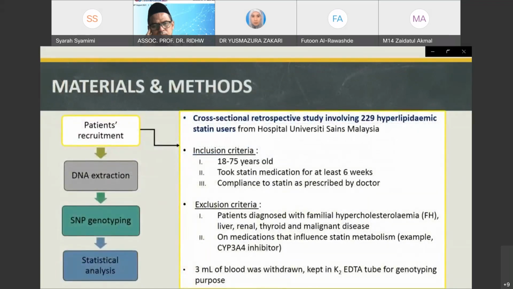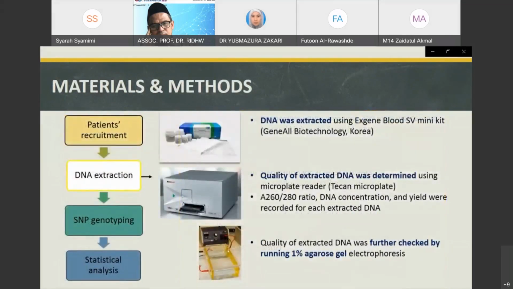Let's focus on the materials and methods for our study. The first part is patient recruitment, in which this is a cross-sectional retrospective study, and a total of 229 hyperlipidemic statin users have been recruited from Hospital University Science Malaysia, with the criteria listed below. This is followed by DNA extraction, in which DNA extraction was performed using S-gene blood extraction kit from GenAll Biotechnology, and the extracted DNA quality and quantity were inspected using a microplate reader and 1% agarose gel electrophoresis.